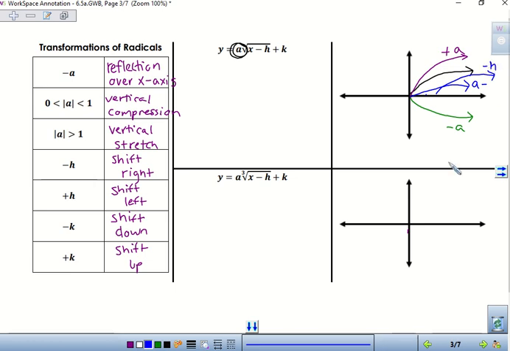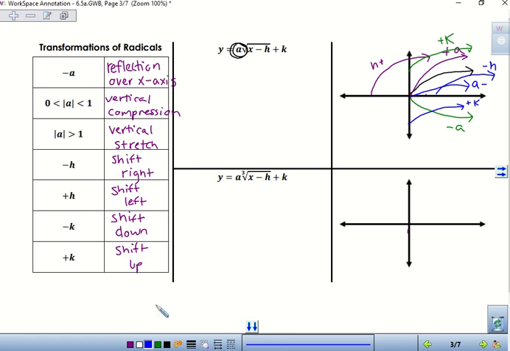If my h is negative, it's going to go to the right. And if my h is positive, it's going to go to the left. And what about k? If k is positive, it's going to move it up. And if it's negative, it's going to move it down.